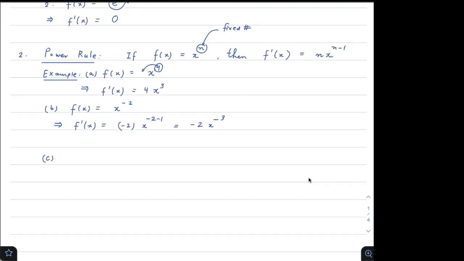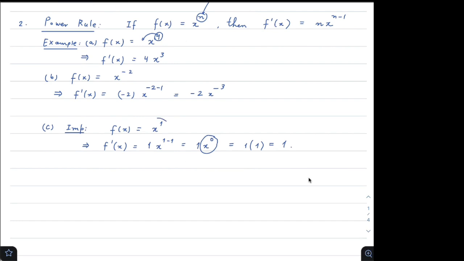Now, one most important thing that you should note here, and this is where students get confused, is what is the derivative of x? Now, please note here that x is same as x to the power 1. So when you use the power rule to find its derivative, that would be 1 times x to the power 1 minus 1, that is 1 times x to the power 0. And what is x to the power 0? Yep, that is indeed 1. Okay, so please remember, derivative of x is 1.